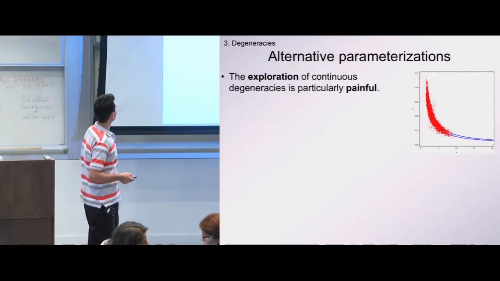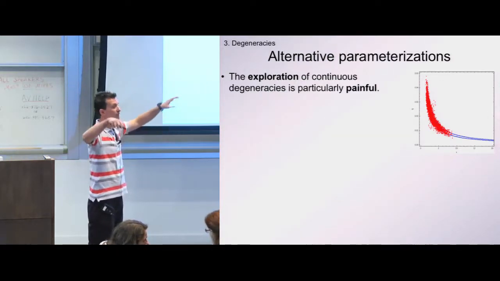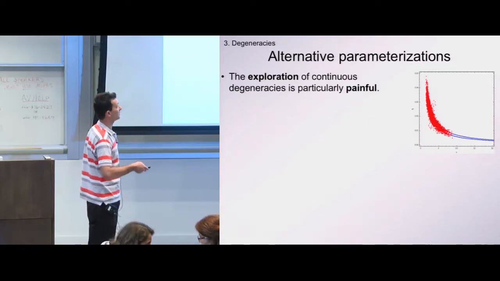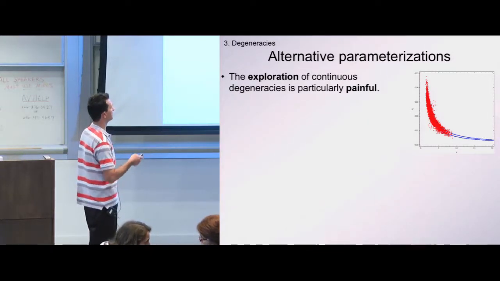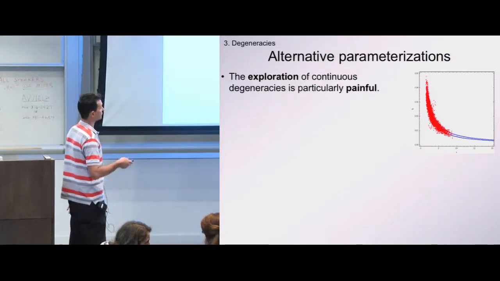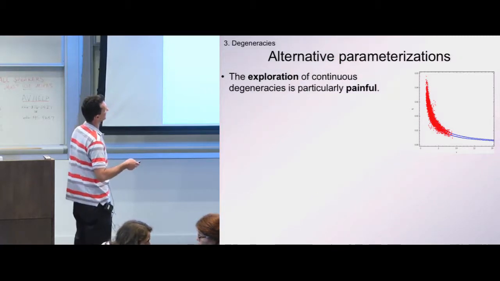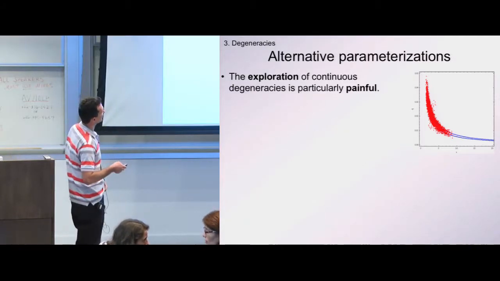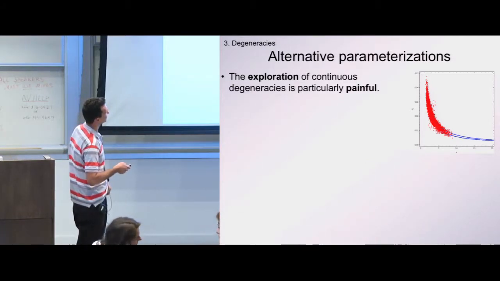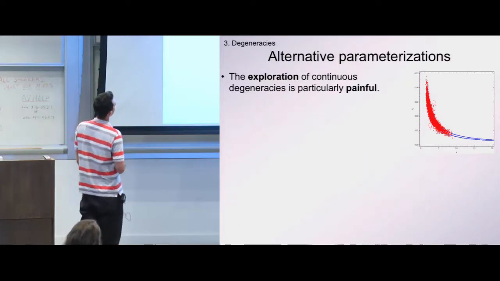Okay. In principle, the exploration of these very long continuous valleys is very, very painful. So you can imagine how difficult it is to explore all these valleys by Markov chain. You can see that this Markov chain didn't go further than a separation of 8 Einstein radii, but actually the degeneracy was continuous, practically almost to infinity.